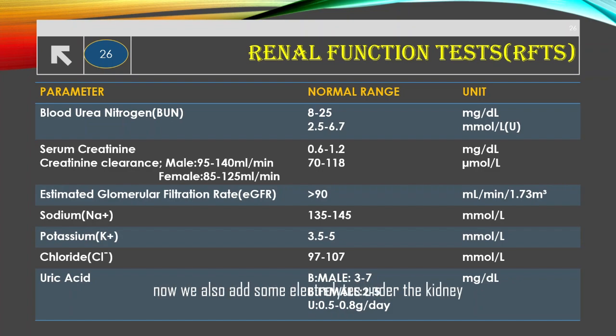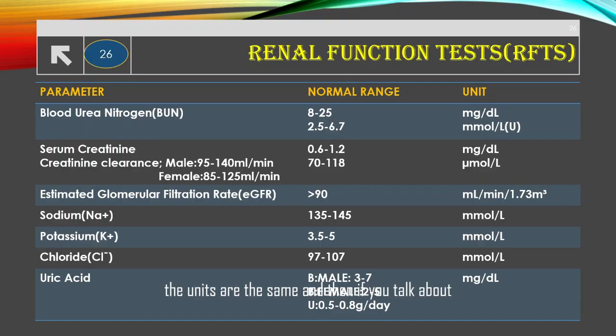Now, we also add some electrolytes under the renal function test or kidney function test. It's very, very important because most of the regulation of these electrolytes occurs at the kidney level, at the nephron level, meaning that we need to talk about them as well. So sodium, the normal is 135 to 145. You can have hyponatremia when the sodium is less than 135. Above 145, it's hypernatremia. The units are millimole per liter, or milliequivalent per liter. It's the same thing.